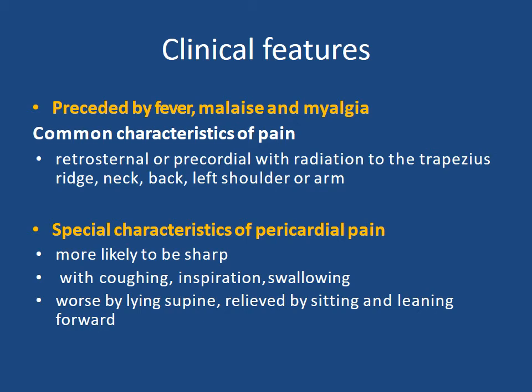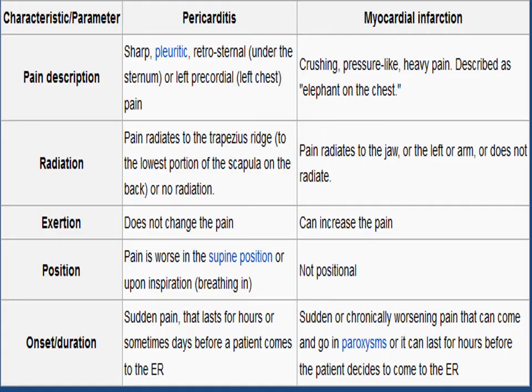The special characteristic of pericardial pain is that it is more likely to be sharp with coughing, inspiration and swallowing, and worse in the lying position and relieved by sitting or leaning forward. This table shows the comparison or the differences between acute pericarditis and myocardial infarction. The pain of pericarditis is sharp, pleuritic, retrosternal pain, and this pain radiates towards the trapezius to the lower portion of the scapula on the back, or it may have no radiation.